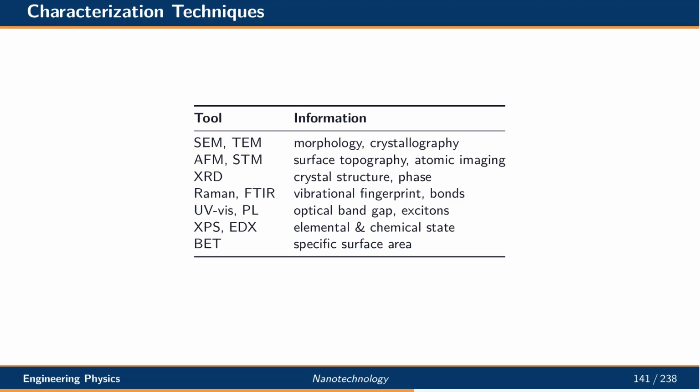Characterizing nanomaterials requires a battery of techniques. Scanning and transmission electron microscopes reveal morphology and crystallography. Atomic force and scanning tunneling microscopes give surface topography down to atomic resolution. X-ray diffraction identifies crystal structure and phase. Raman and infrared spectroscopy provide vibrational fingerprints. Ultraviolet visible and photoluminescence spectroscopy probe optical band gaps. X-ray photoelectron spectroscopy gives elemental and chemical state information. And BET analysis measures.